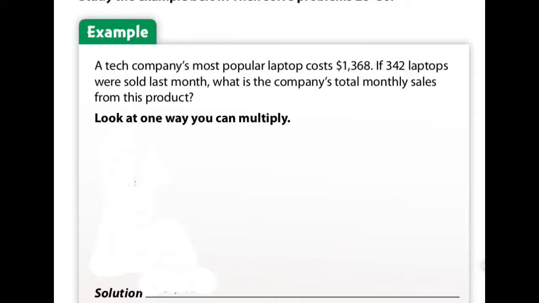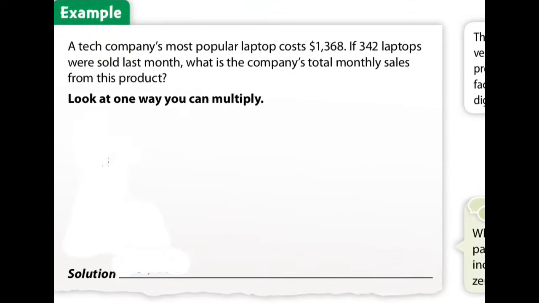So, think about it. Could you add money with laptops and get money? Because it's asking for the total monthly sales. Now, you can't add things like laptops with dollars and get all dollars. That makes no sense. So this is multiplication because each laptop cost $1,368. Now, once you decide that it's multiplication, you decide how you are going to do it. So for me, anytime I've got one with a lot of digits and a lot of digits, I am going to do lattice method. So let me get that set up for you.